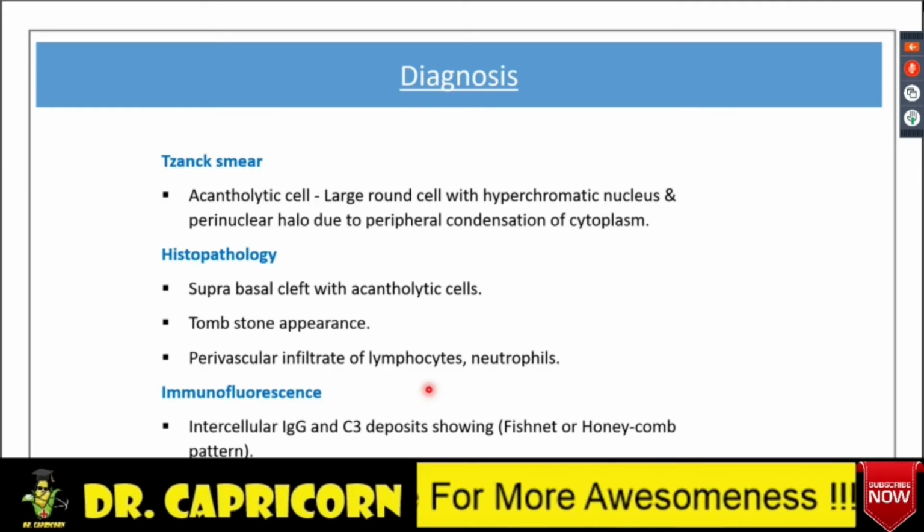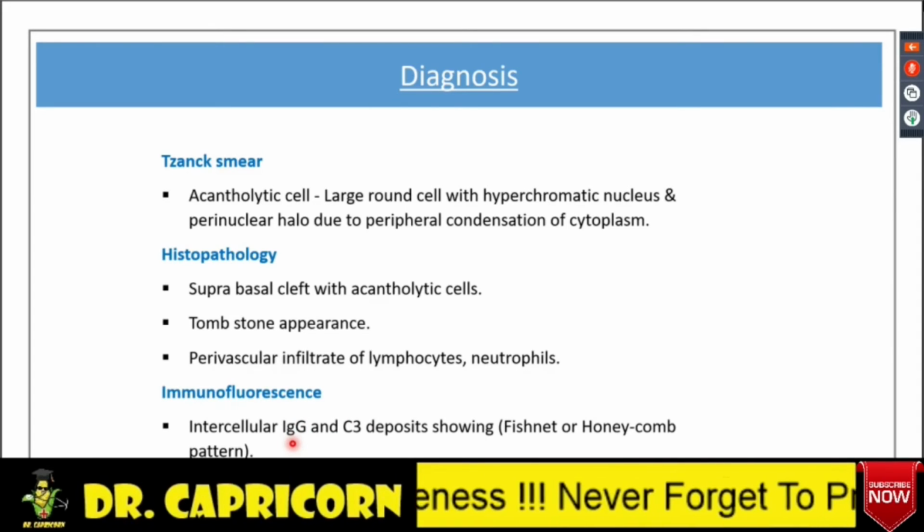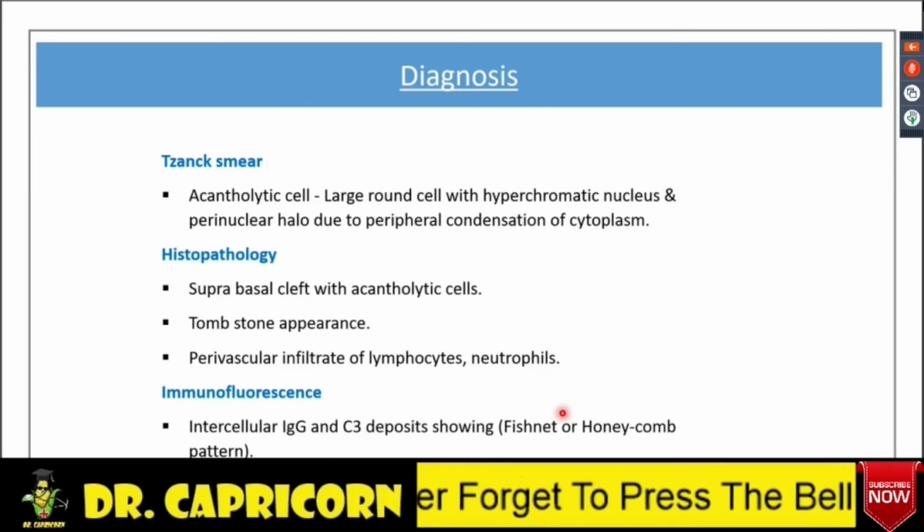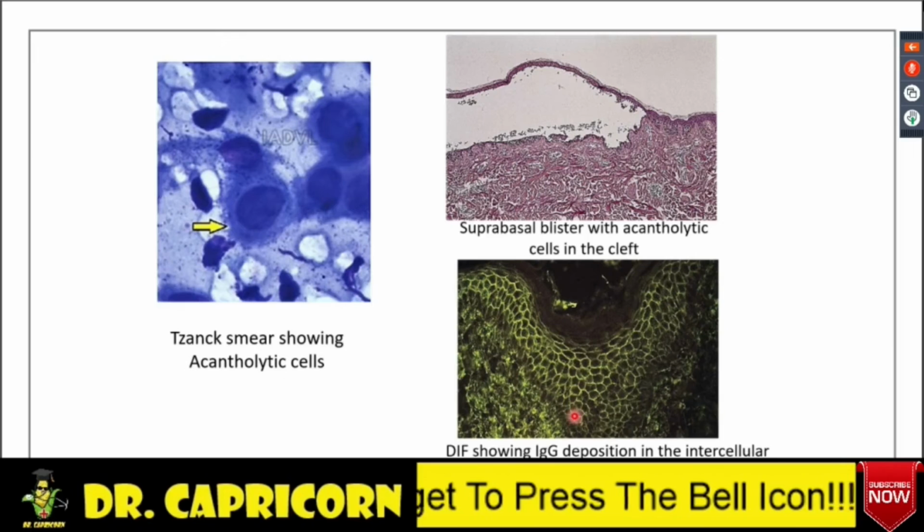And if you do direct immunofluorescence, you get deposition of IgG and C3 deposits. This typical pattern is known as the fishnet or honeycomb pattern.